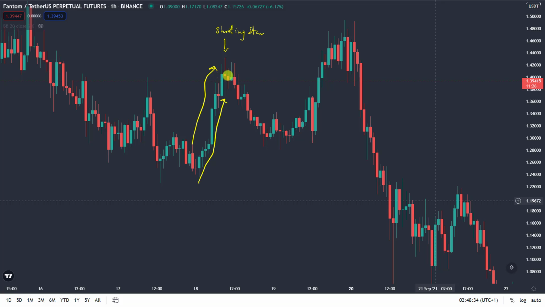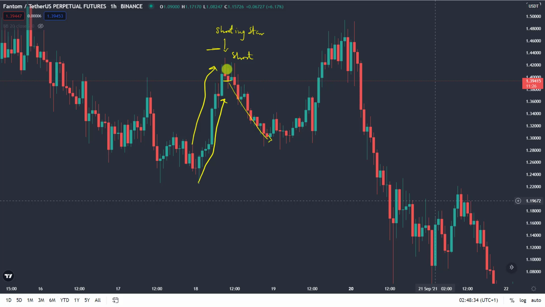So from here, we can see that after our shooting star formed, the next candle that formed is bearish. So from here, we can enter this setup. We can short the market from that setup, and our stop loss will be somewhere around here. And if you look at it, the market actually starts falling.